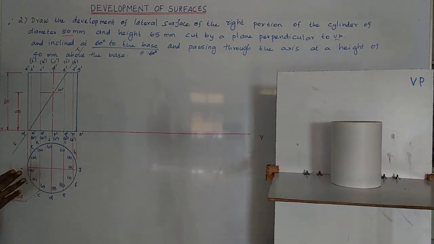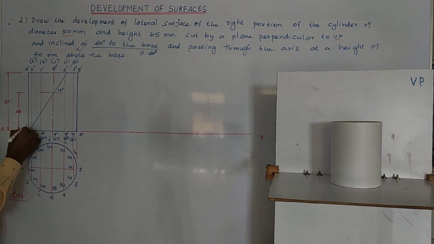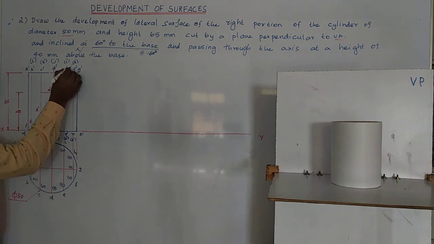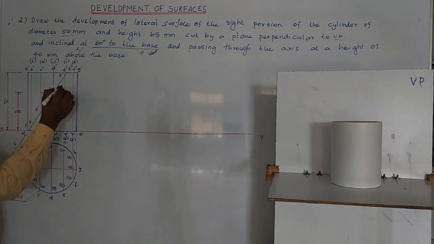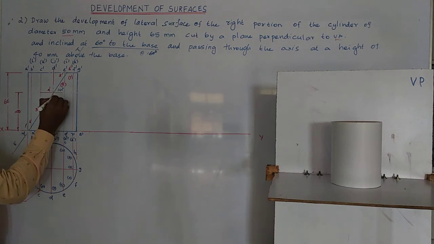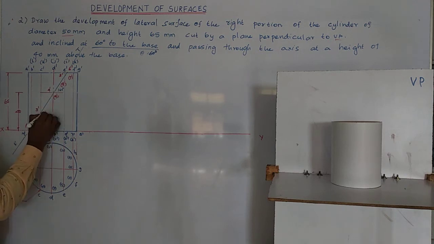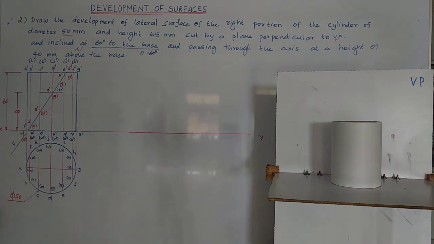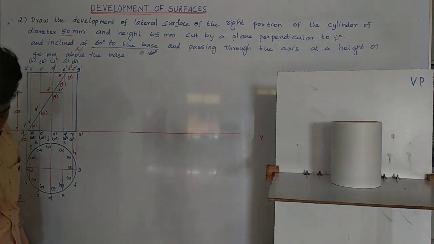So one is visible and the rear, another one is hidden. So I mark the visible edges 1 dash, 2 dash, 3 dash, 4 dash, 5 dash and 6 dash. Then I mark the hidden edges 7 dash, 8 dash, 9 dash, 10 dash, 11 dash and here also 12 dash. So we have 12 section points. One by one we will mark.